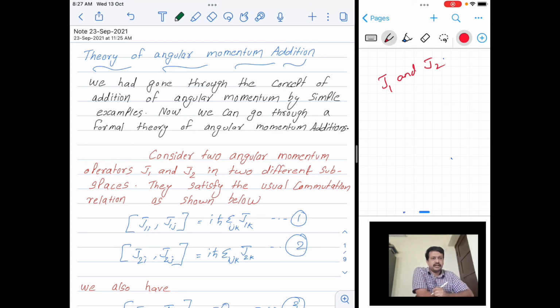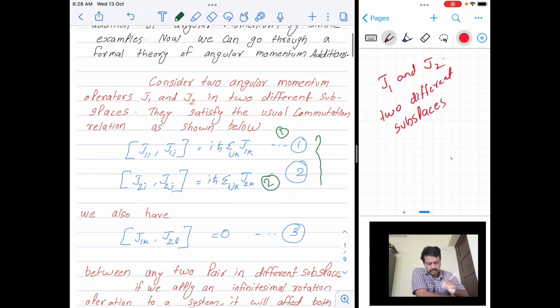Assume that they are in two different subspaces. They satisfy the usual commutation relations given by equations 1 and 2, this one for the first subspace and this one for the second subspace. We also have another relation that we know.